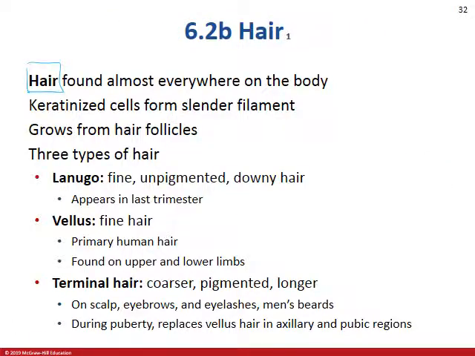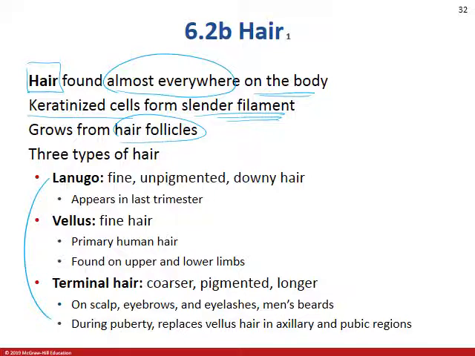Next, we move on to hair. It's found almost everywhere on the body. Remember, not the palms of the hand and the soles of the feet. Basically, keratinized cells are going to form these slender filaments. They're going to grow from hair follicles. And we have different types of hair. So this downy hair, kind of baby hair, and then we have very fine hair, and then we have coarser terminal hair.